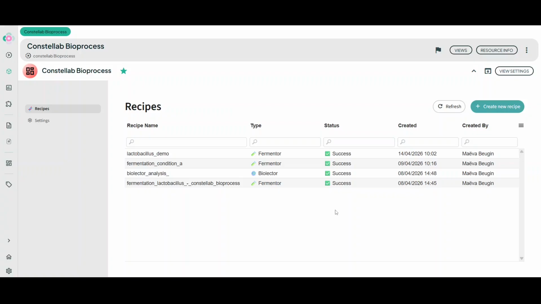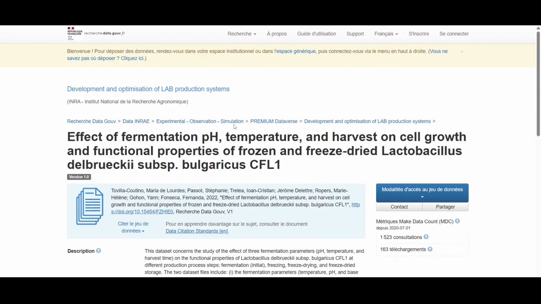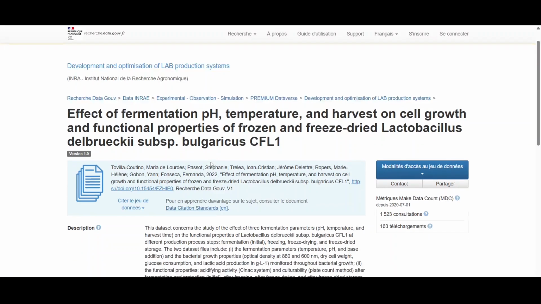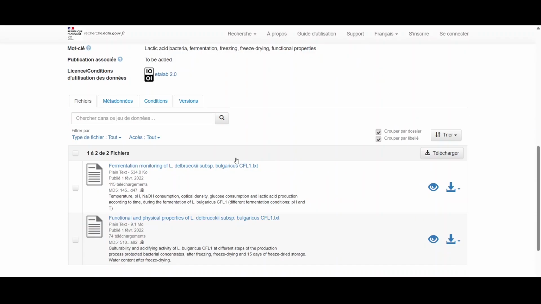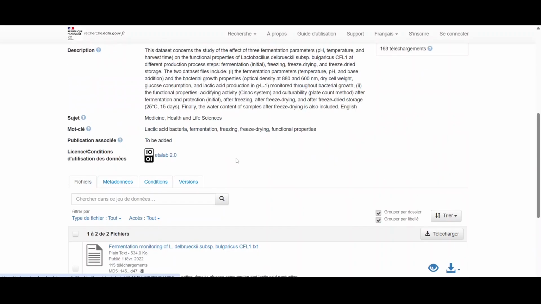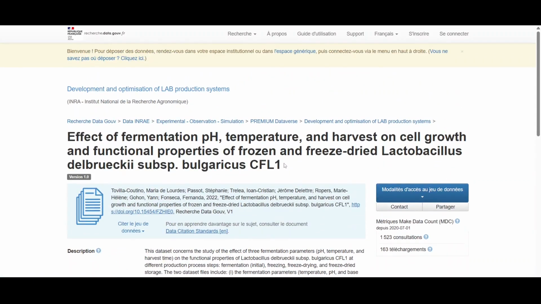Work through a real use case analysis using the Constellab Bioprocess Dashboard. The dataset is inspired by a published study on Lactobacillus by Tovilla-Coutino and colleagues in 2022. The original study investigates how fermentation, pH, temperature, and harvest time affect cell growth and the functional properties of the bacteria after freezing or freeze-drying, which matters a lot for industrial starter cultures.